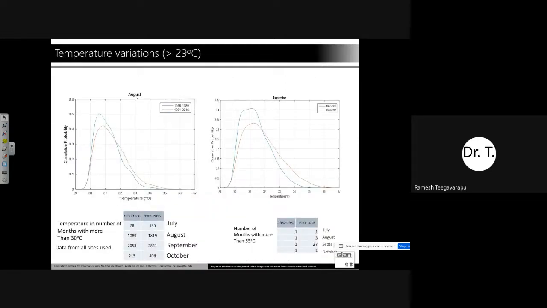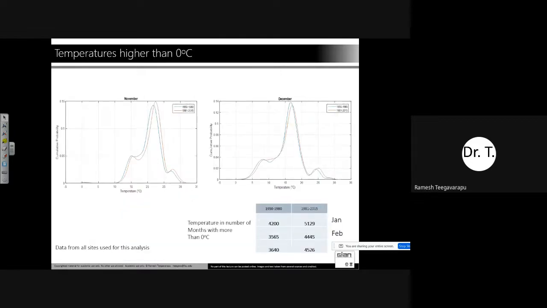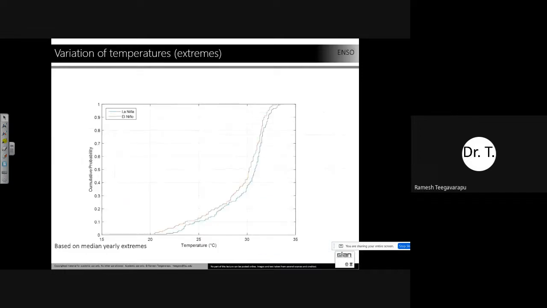And the number of days with temperatures more than 30 degrees or 29 degrees is higher. That is also a little bit dangerous in many parts of Japan. Some parts of Japan will also experience less than 0 degrees centigrade. So you can see the whole of Japan is becoming warmer as we go into the 30 most recent years.